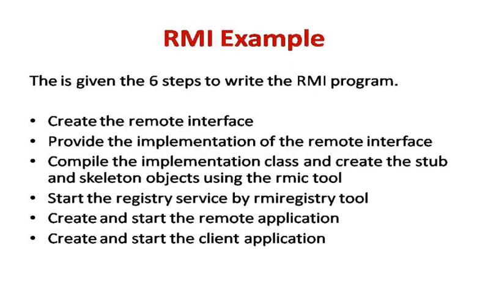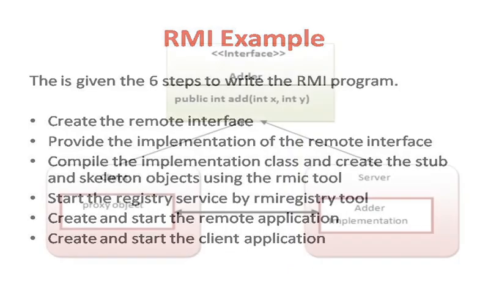We are going to see an example of how RMI works in Java. It takes 6 steps to complete the process. The first is creating the remote interface. Then we create an implementation for this interface. Then we compile the implementation so that it generates the stubs and skeletons. Then we start the RMI registry. Then we create the remote application, that is the server application, and then the client application. These are the 6 steps.